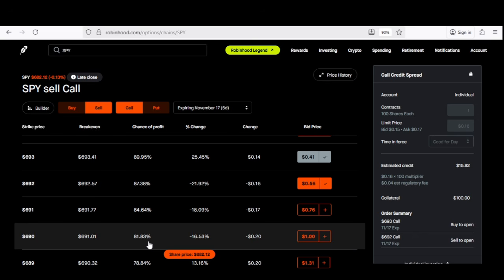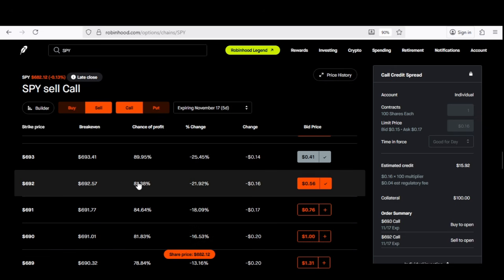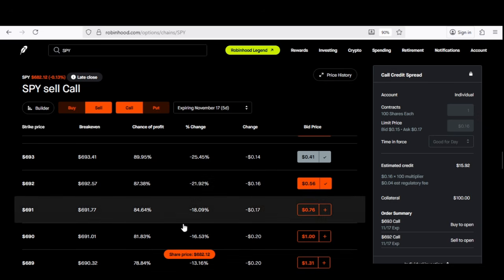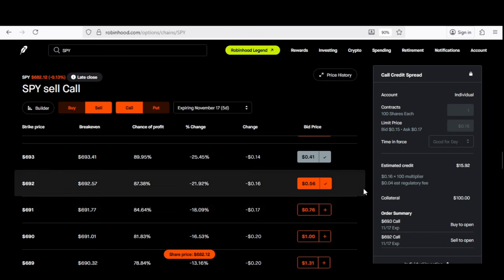Always check to find the expected move, and whatever the expected move is depends on how your sentiment is that day. You could go even higher, or if you're less risk averse, you could go lower. Now, if you do decide to choose a lower strike price, you're going to be at more risk. However, you will be receiving a lot more income.